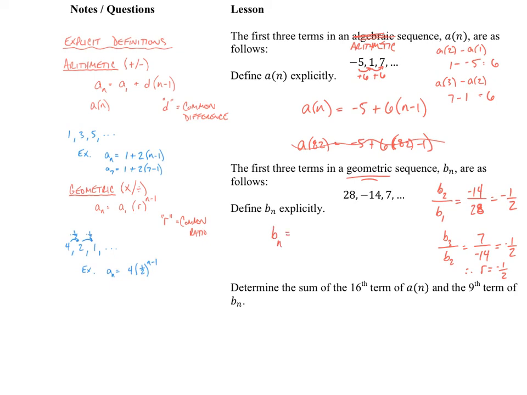All right, so back to my formula. It says that I need the first term, which in this case is 28, and I'm going to multiply that by the common ratio, which is negative 1/2, and I'm going to raise that to the n minus 1 power. And so now if I want to find term 75, I just plug in 75 in for n.